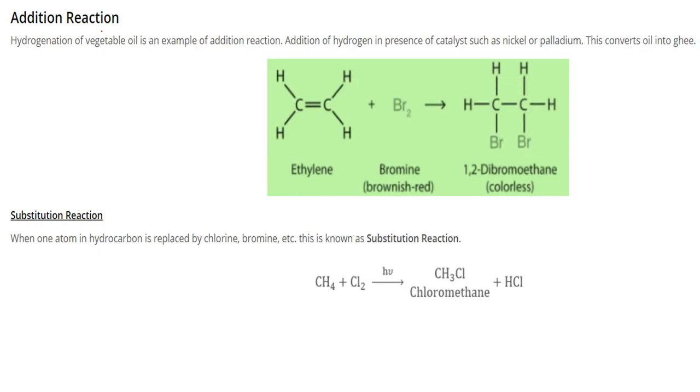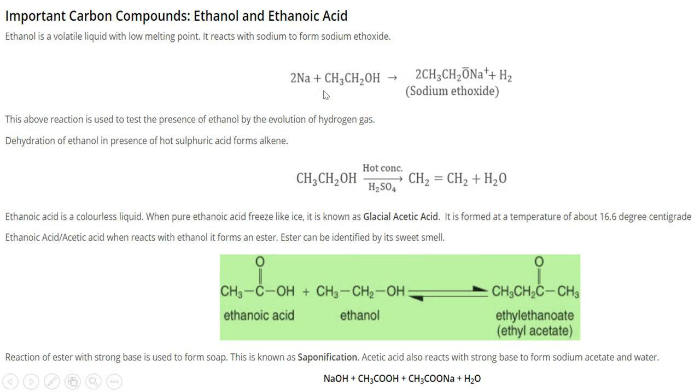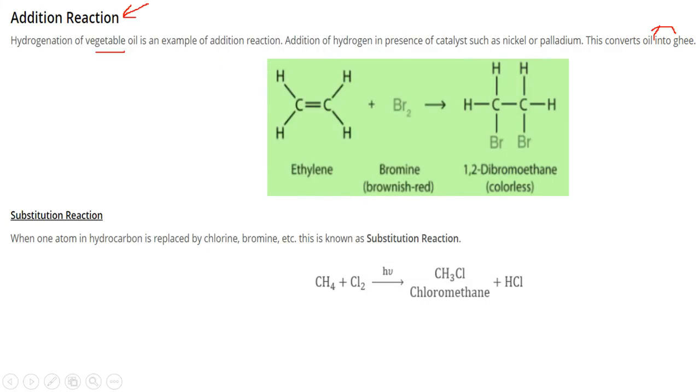Addition reaction. The hydrogenation of vegetable oil is an example of this addition reaction. See how to convert oil into ghee. When we add hydrogen in the presence of catalysts like nickel or palladium, this converts the oil into ghee. So this is how the addition reaction takes place.